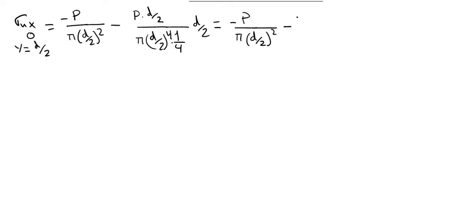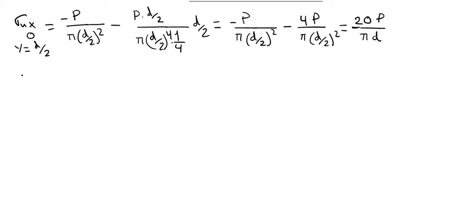divided by π d/2 minus 4P divided by π(d/2)². So this is 5 that multiplies by 4, so 20P divided by πd², minus, compressive stress. Okay, this is the maximum compression stress in the round cross section.